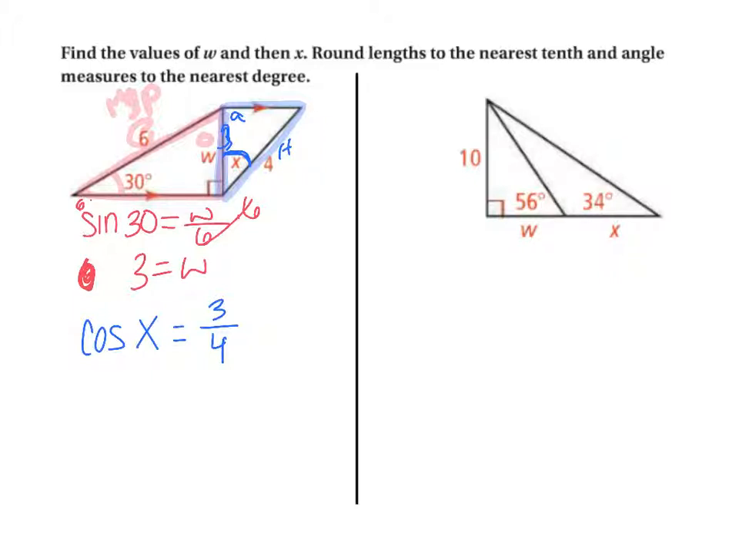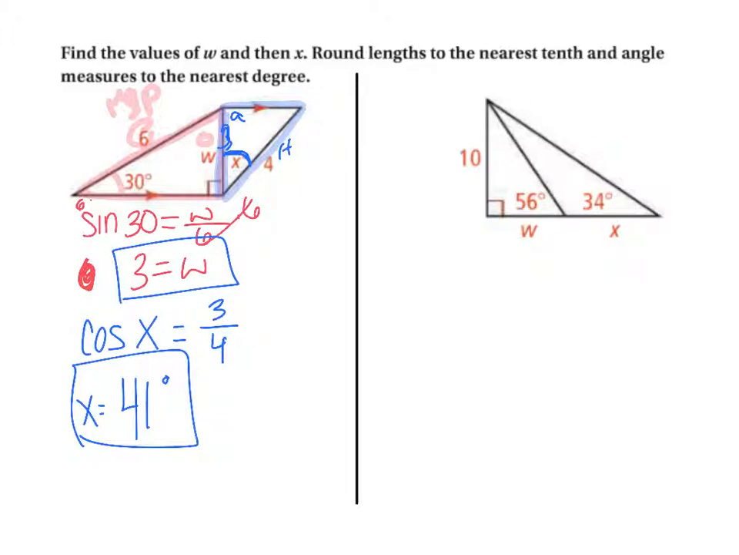And I have 41.4. Now they want them rounded to the nearest tenth, so I'll just, oh wait, this is the angle though. And the angle they want rounded to the nearest degree, that's going to be 41 degrees. So here are the two answers for that problem.